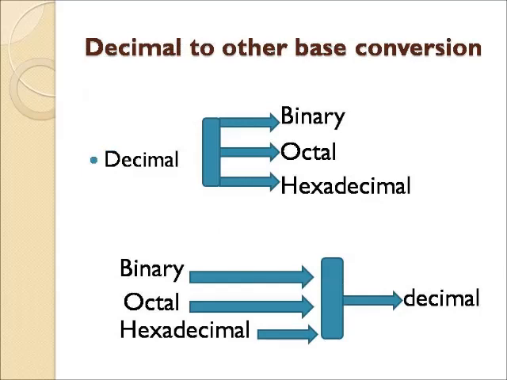Okay, here is what we are going to learn first. First we are going to convert decimal to other bases. After that we are going to convert other bases to decimal. So first, we have decimal numbers. We are going to convert decimals to binary, decimal to octal, and decimal to hexadecimal. Once that is completed, we can go for conversion of binary numbers to decimal, octal numbers to decimal, and hexadecimal to decimal.